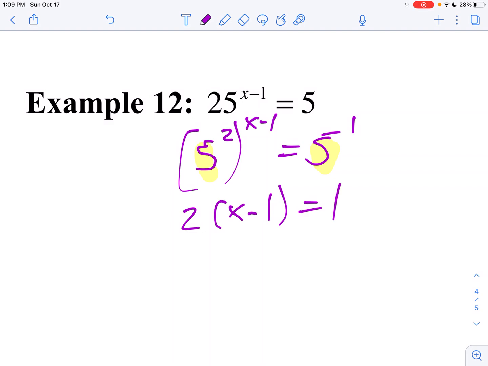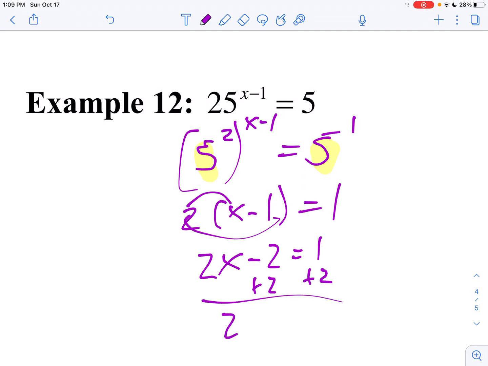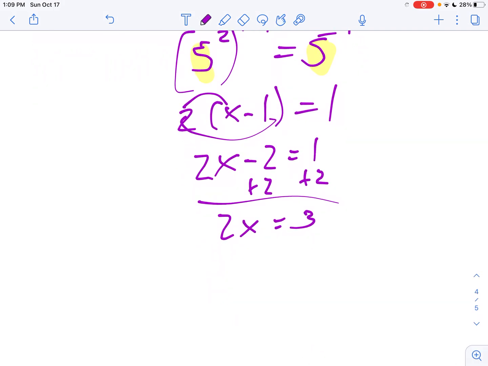Now I'm going to solve for x. So I'm going to distribute. We get 2x minus 2 equals 1. Let's add 2 to both sides. 2x equals 3. So I will divide both sides by 2. And x would be 3 over 2. Don't write 1.5, write 3 over 2.